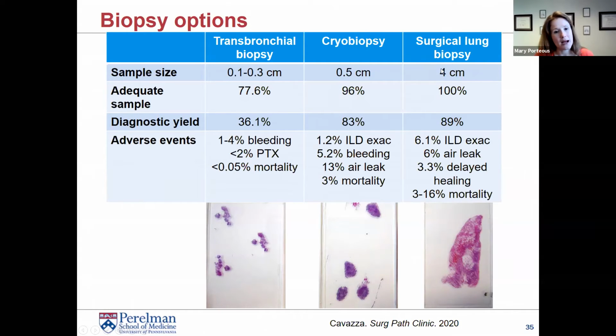And then surgical lung biopsy, gold standard, right? So if we want tissue and we're really unsure, this is where we should be going. It gets you about 4 centimeters of tissue, an adequate sample in 100%, and a diagnostic yield of about 90%. This is associated with a 6% chance of an ILD exacerbation, air leak, 3% can have delayed healing, and the mortality is described anywhere between 3 and 16%. Specifically related to the biopsy itself, it's probably more in the 2 to 3% range.